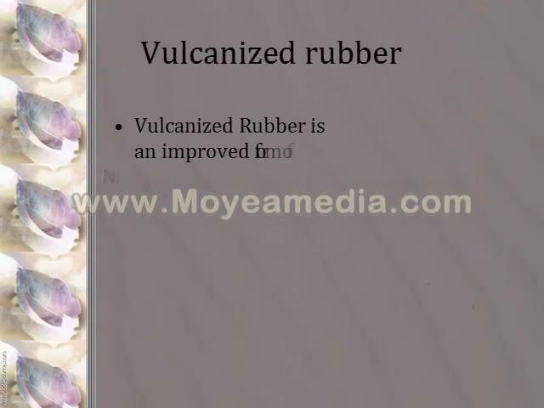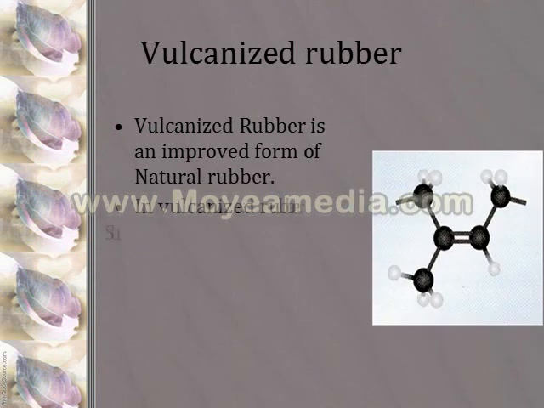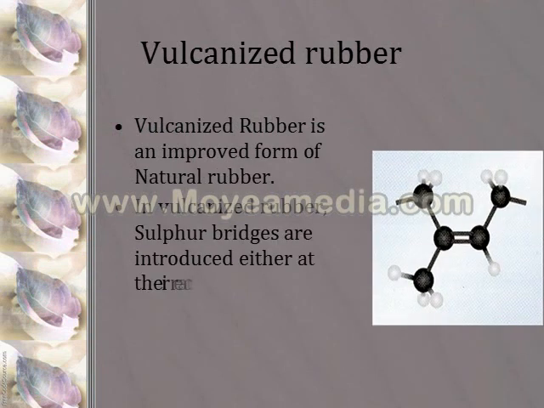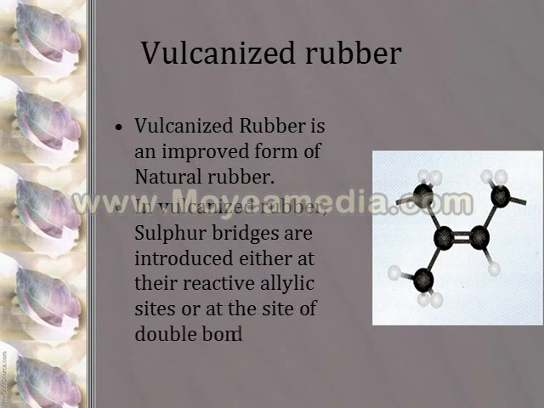The last type of synthetic rubber is vulcanized rubber. Vulcanized rubber is an improved form of natural rubber. We can get vulcanized rubber by heating natural rubber in the presence of sulfur. In vulcanized rubber, sulfur bridges are introduced either at the reactive allylic site or at the site of the double bond.